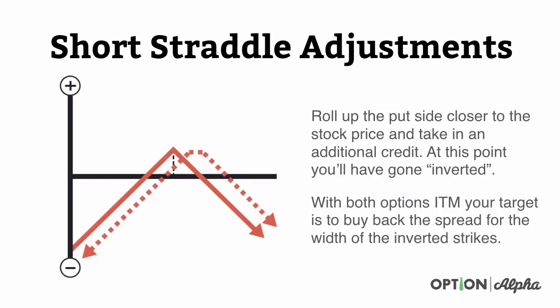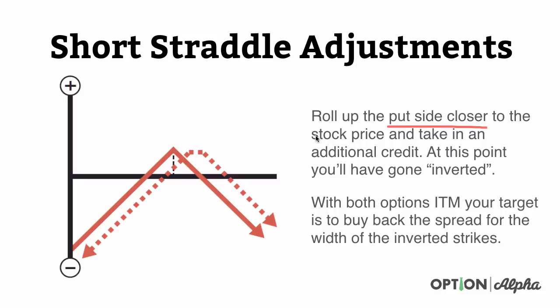Now, the adjustment technique is very similar to what we did with short straddles, and we're going to do it in the opposite direction. So we're going to assume now that the stock moves a little bit higher and goes towards our short call spread side and moves beyond our short call spread break even. If that's the case, then what we're going to do is roll up just the put side closer to the stock price and take in an additional credit.